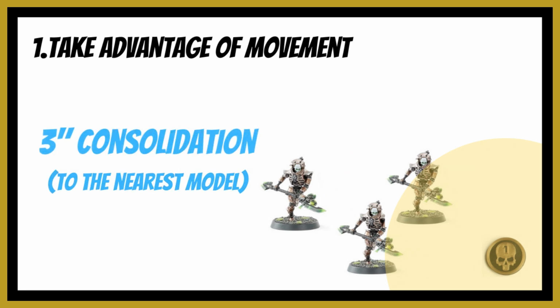Then part C to this point is the 3-inch consolidation move. Now this is again to the nearest enemy model. This could get you onto an objective. Now the nearest enemy model may be actually away from an objective, so you just don't want to do that consolidation move at all. But it's another 3-inch that you can take advantage of in the fight phase. And it doesn't necessarily have to be your fight phase, it can also be your opponent's fight phase.